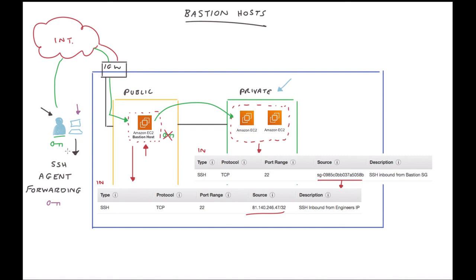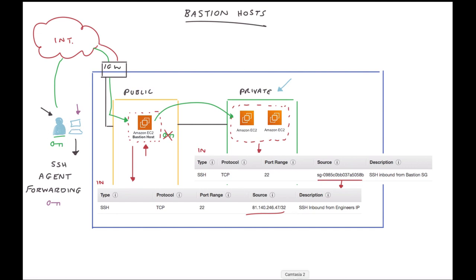You then need to ensure that SSH agent forwarding is configured on your client. And then this allows you to firstly connect to your Bastion host using the private key of the Bastion host, and then using that as a jump server to jump into your private subnet from your Bastion host using the private instance's private key, which is also stored on your client PC.